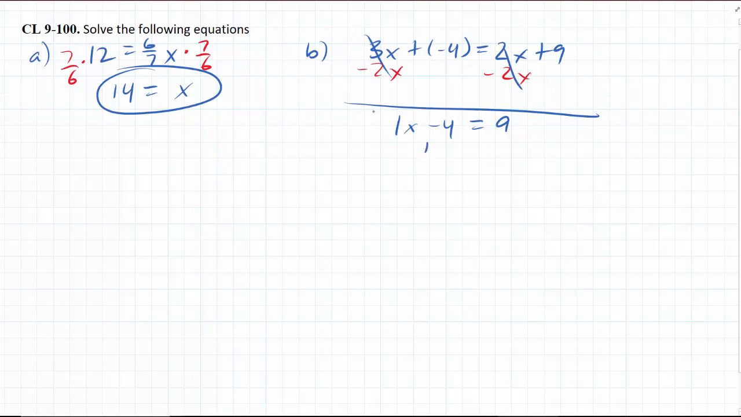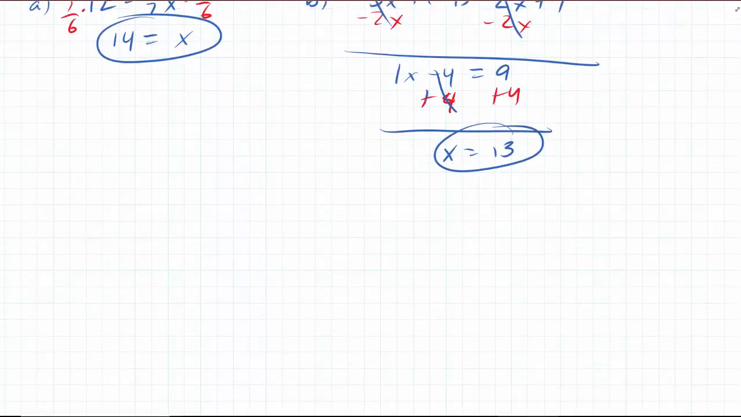Okay, and here I'm going to go ahead and add 4, add 4, and this cancels out, so I have x equals 13. Okay, pretty simple so far. Let's take a look at C. C, we have 3x minus 8 equals 4x plus -2.